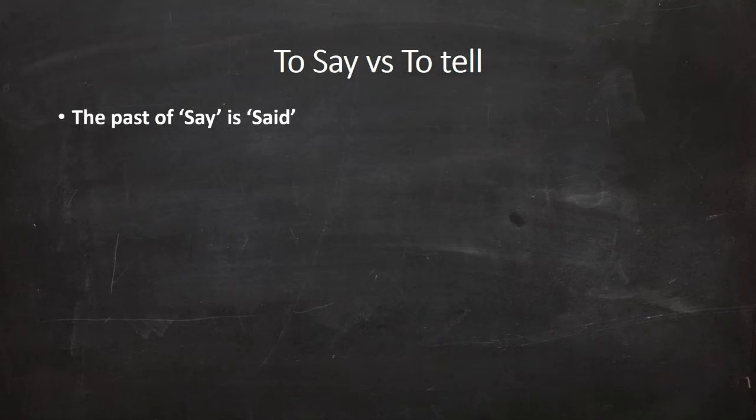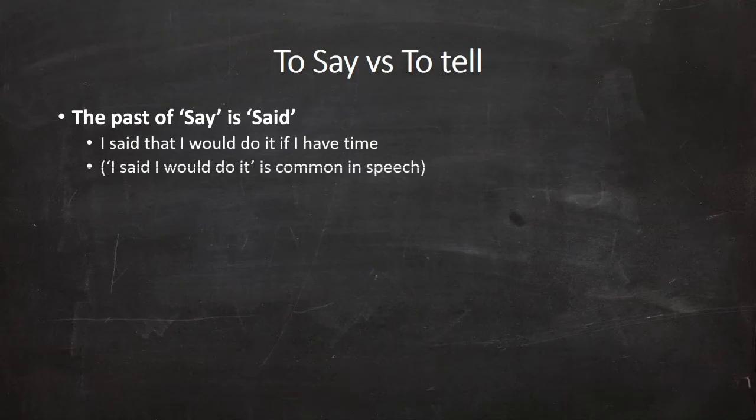The past of say is said. I said that I would do it if I have the time. Now, that is a correct sentence in written English. However, in spoken English, it is very common to drop the word that and just say, I said I would do it.